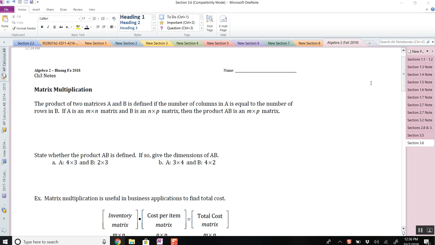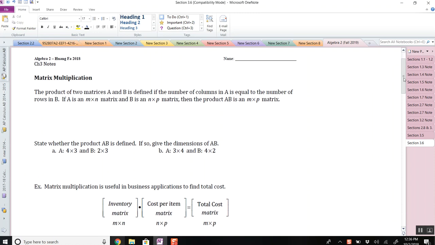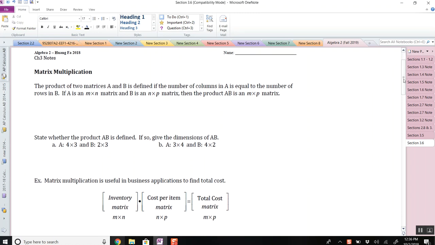Hello, welcome to a video on section 3.6 discussing matrix multiplication. The last video was on matrix addition and subtraction and distribution, and those are pretty easy. The arithmetic for matrices shouldn't be too challenging, pretty straightforward. Multiplication could be a little challenging, so we're going to talk about that right now.